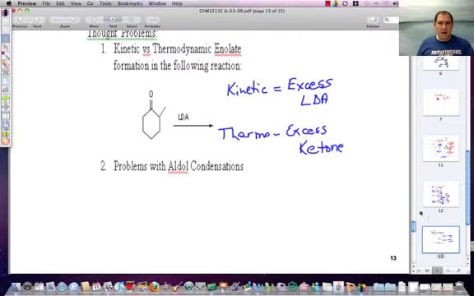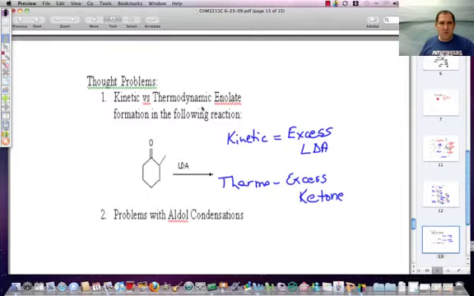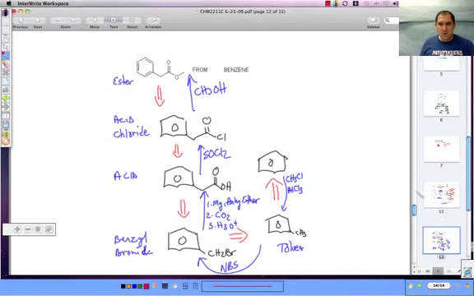Things to think about here. It says you want to do a kinetic versus thermodynamic enolate here, right? If we want to get the kinetic enolate, I think it's back over here in our notes.